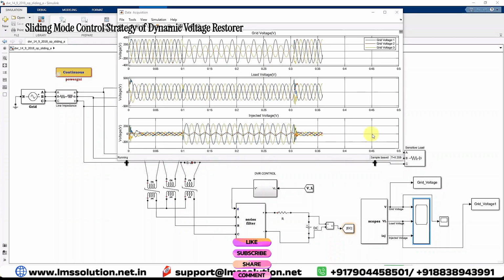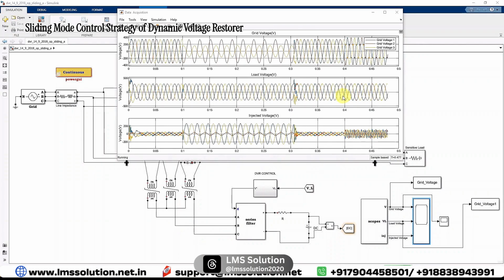After 0.4 second we are injecting some harmonics in the grid voltage. We need to check the response of the system, whether the load voltage is maintained at 1 per unit or not because of the harmonics. Now we can see that the harmonics are injected in the grid, so the grid voltage is not sinusoidal, but the load voltage is maintained at 1 per unit because the DVR injects the harmonic voltage opposite to the grid voltage. That's why the load is always maintained at 1 per unit. So this is the performance of the dynamic voltage restorer with the sliding mode control.